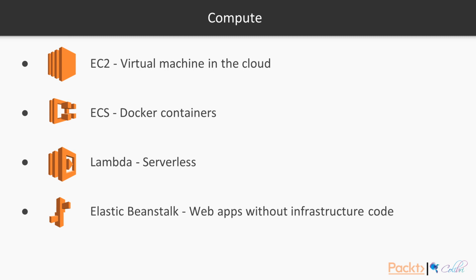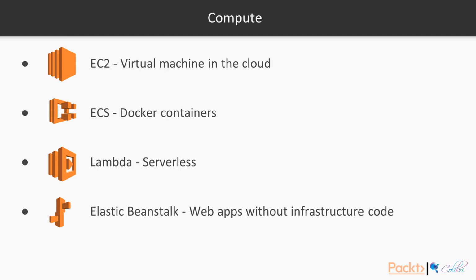ECS is a scalable Docker container management service. The advantage of it is that you don't have to install, operate, or scale your own cluster. It uses EC2 instances as the nodes of the cluster. Microservices and web applications are good use cases for ECS.